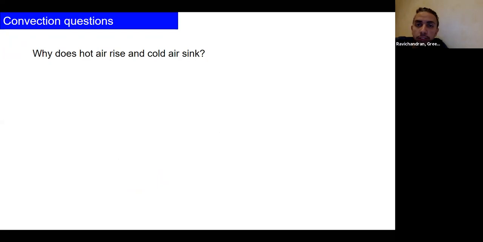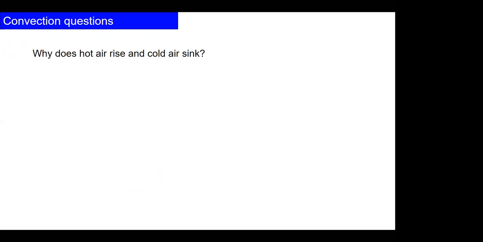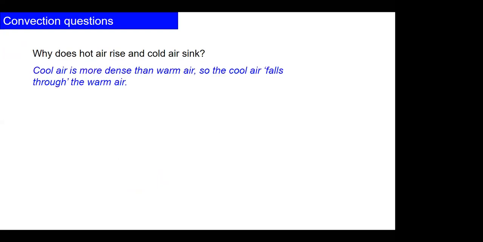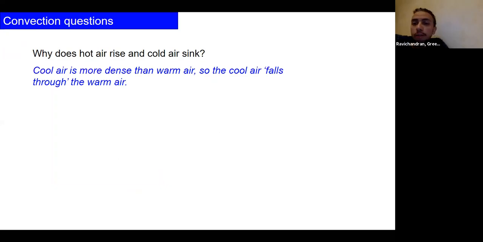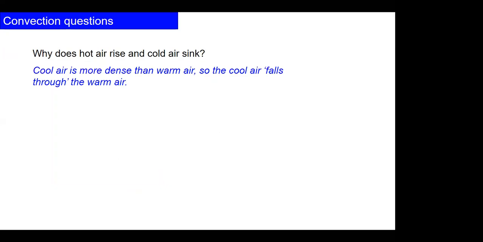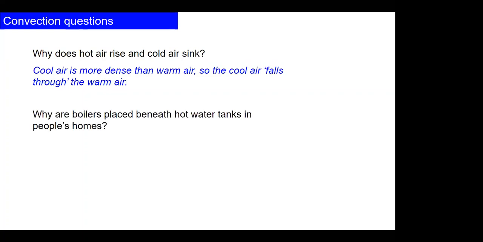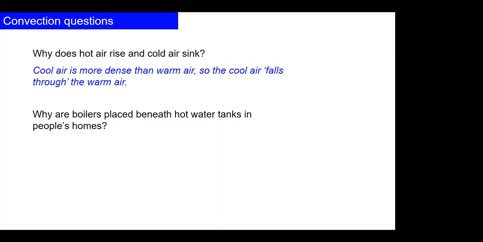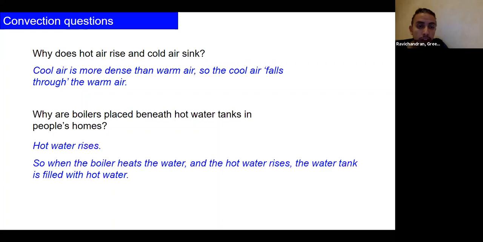Why does hot air rise and cold air sink? Less density. Correct. Cool air is more dense than warm air, so cool air falls through the warm air. Why are boilers placed beneath hot water tanks in people's homes? Hot water rises. So when the boiler heats the water, the hot water rises and the tank is filled with hot water.